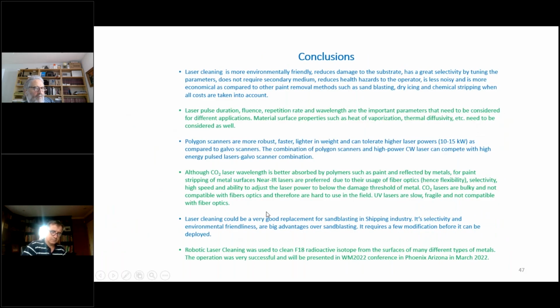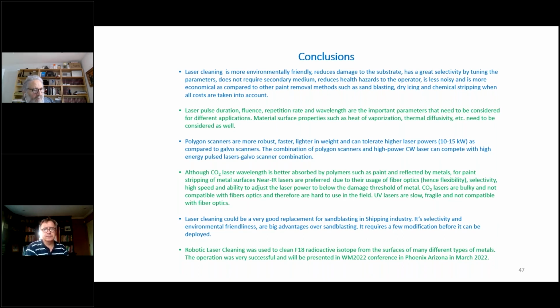So we come to the end, and let's do a conclusion. What we showed here is that laser cleaning is more environmentally friendly and reduces damage to the substrate. It has great selectivity by tuning the parameters, does not require a secondary medium, reduces health hazards to the operator, and is less noisy and more economical as compared to other methods such as sandblasting, water jetting, and so on. We looked at the pulse duration issue and different parameters, fluence, repetition rate, wavelength, and how they affect the performance of laser cleaning. We compared polygon scanners and galvo scanners, and we also compared CO2 laser, mid-IR wavelength, with near-IR laser, the pros and cons of each one.